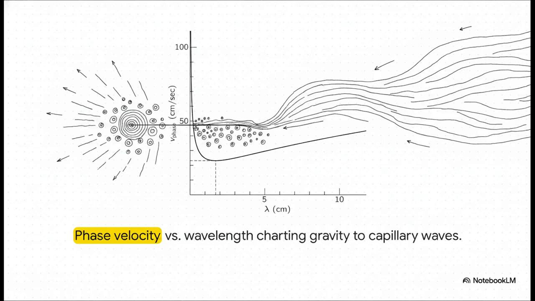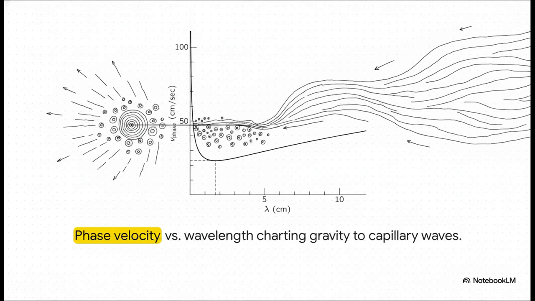Get this, how fast a wave moves depends entirely on its wavelength. Tracking this curve from right to left, on the right side, we have long gravity waves. The longer they are, the faster they go. Simple enough. But as the wavelength shrinks and we move left along the curve, the speed actually drops to a minimum. Then, something totally weird happens.